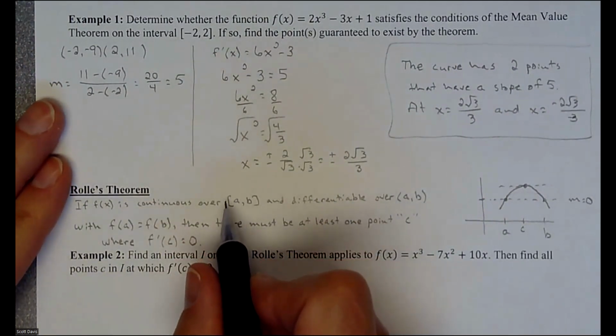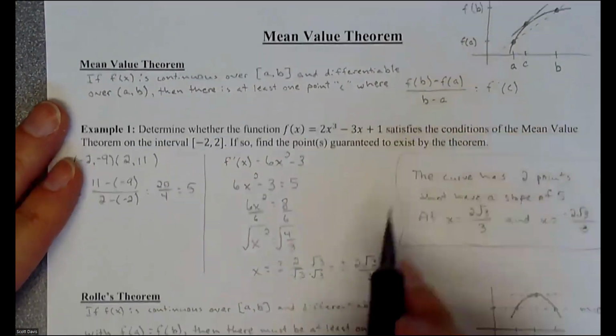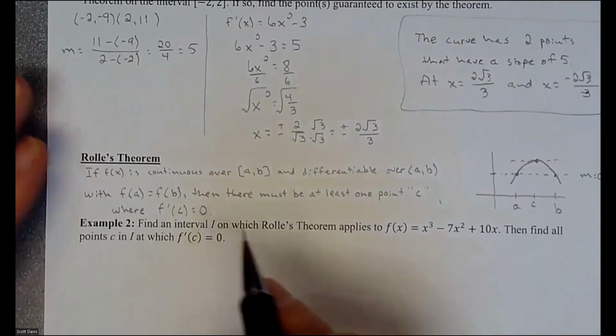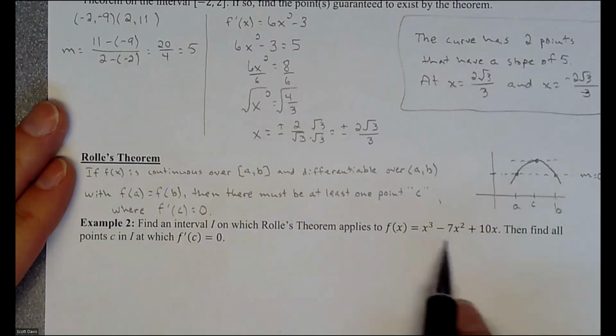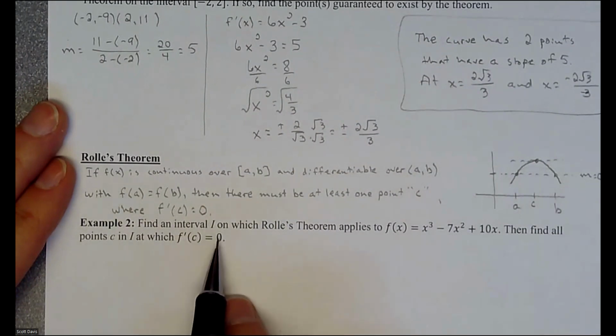So it's basically a special case of the mean value theorem. With the mean value theorem, I don't know what that slope's going to equal, but here I know exactly what that slope's going to equal. It has to equal 0. So we're going to try to figure that out. We're going to find an interval in which Rolle's theorem applies on this cubic function, and then find all points where our slope does equal 0.